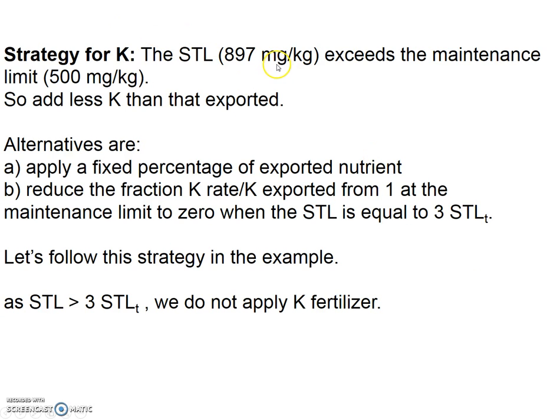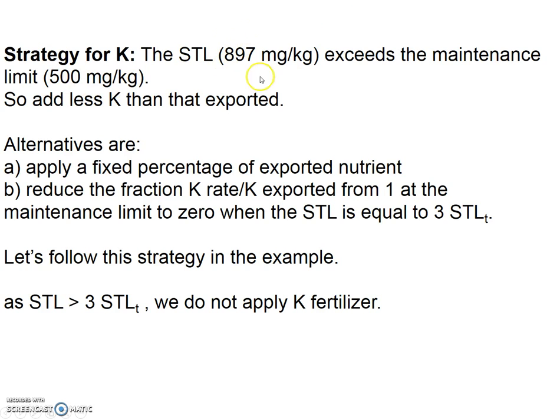The strategy for K is also based on the build-up and maintenance equation. First, we compare the STL, the soil test level, which is 897. This is the value that we have measured in the soil. We compare that with the maintenance limit. The maintenance limit is 500 milligrams per kilogram.